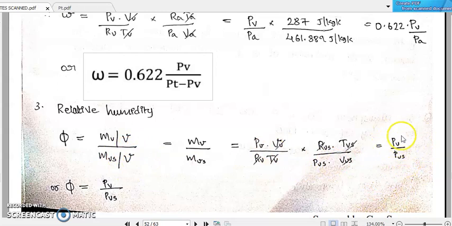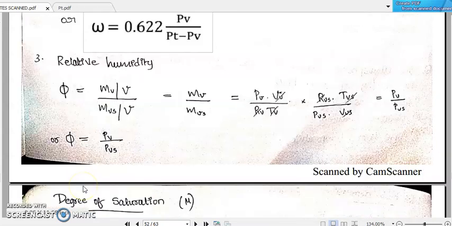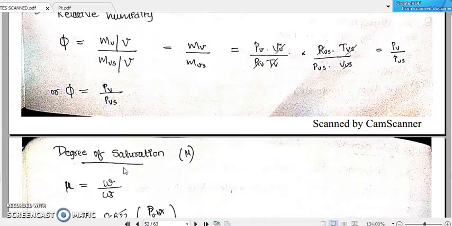PV stands for the partial pressure of water vapor at a particular instant, divided by PVS. PVS is the partial pressure of water vapor when that volume of dry air is completely saturated with the water vapor. So phi, or relative humidity, can be written as PV by PVS.